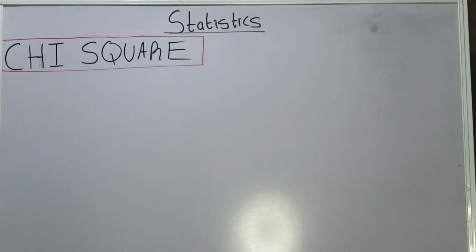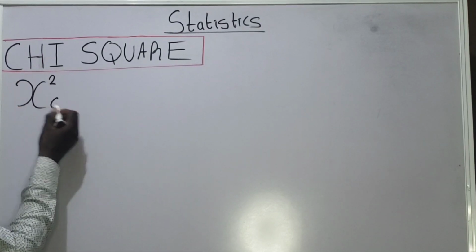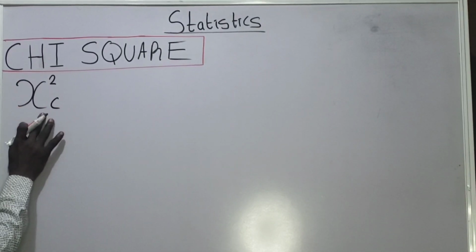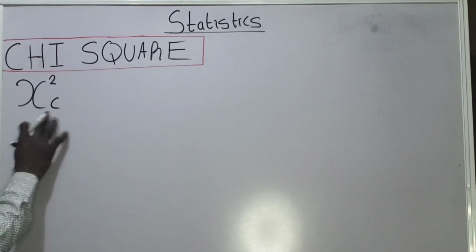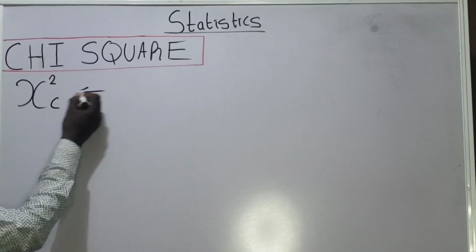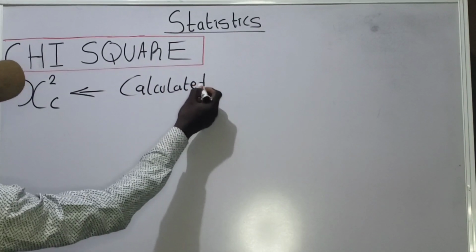Are you paying attention? Okay, so there are two conditions that I want you to know. This is a typical representation of chi-squared. You see, this one means calculated chi-squared. This is the symbol for calculated chi-squared. Calculated chi-squared.